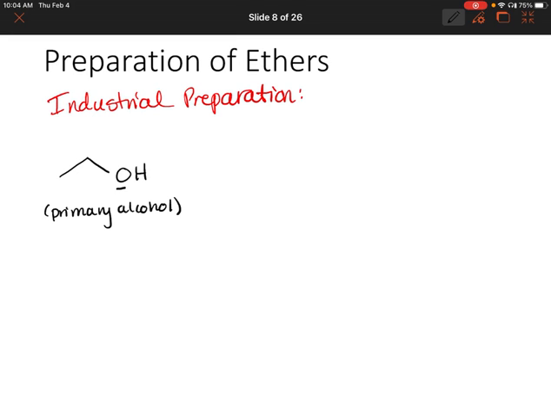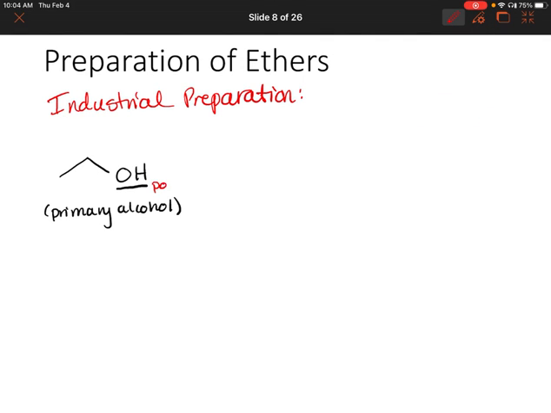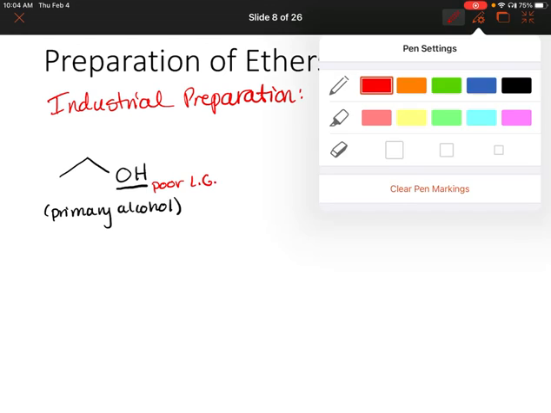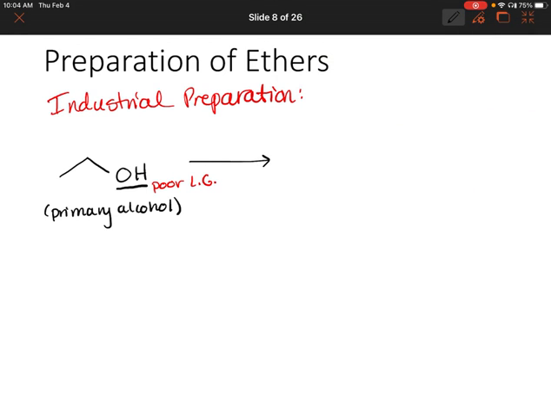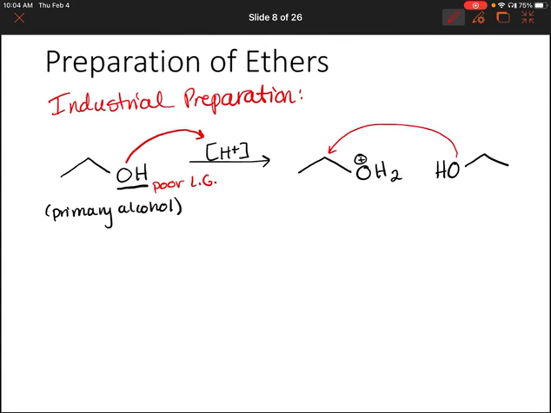However, remember that OH is a poor leaving group. So we need to first convert that into a good leaving group. So let's use an acid. Okay, so now we have a better leaving group. And then we're going to take another alcohol molecule, and that's going to come in and perform an SN2 reaction.